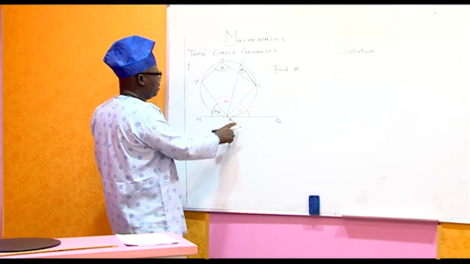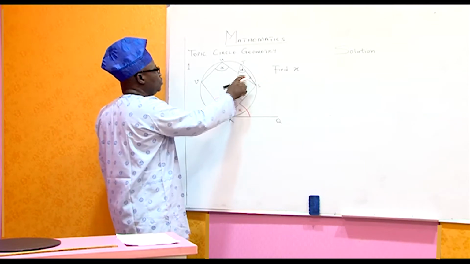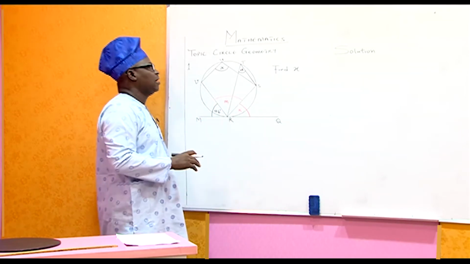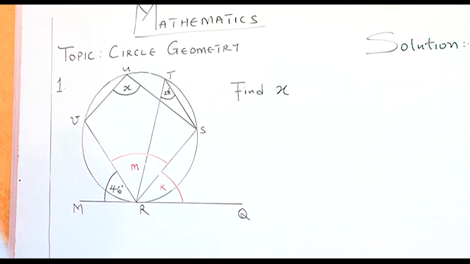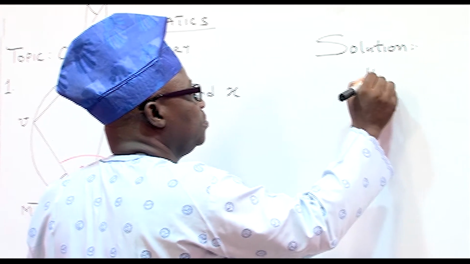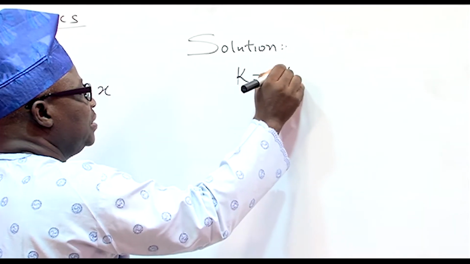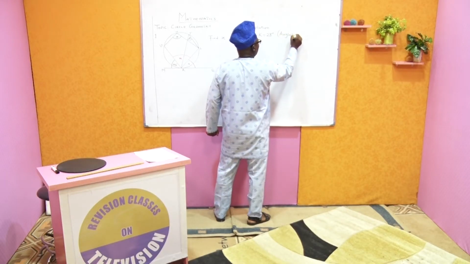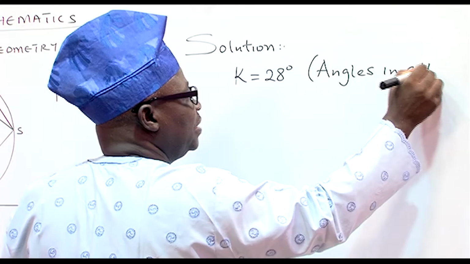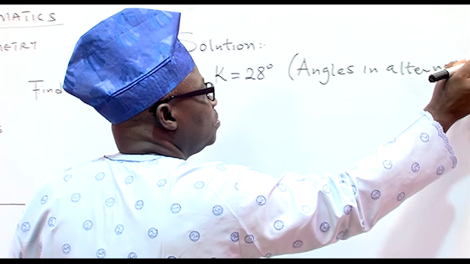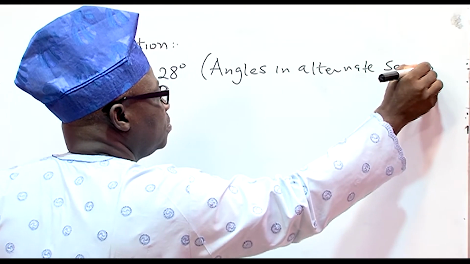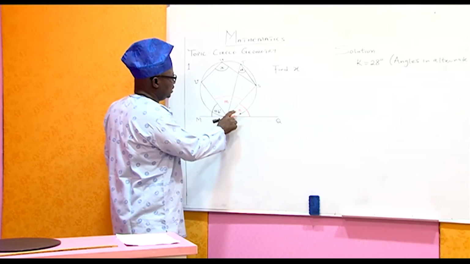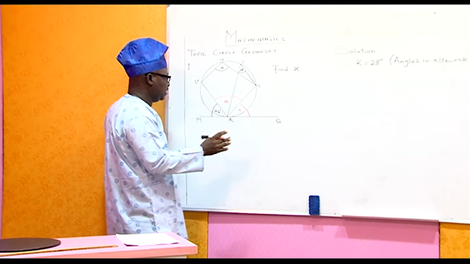If you look at this arrangement, angle K is going to be the same as angle 28 because both of them are angles in alternate segments. So I'm going to write K is 28 degrees. The reason for that: angles in alternate segments. So this angle K is now 28.